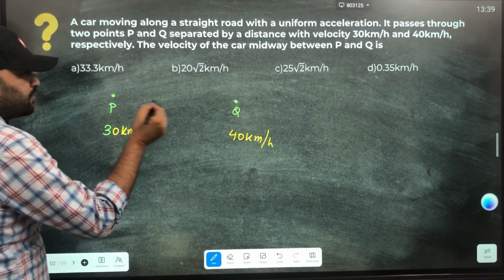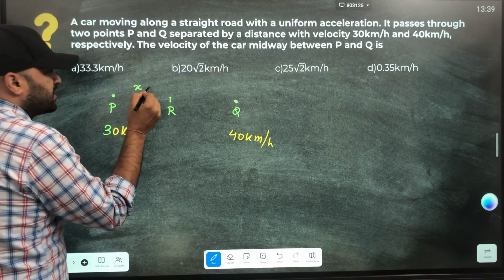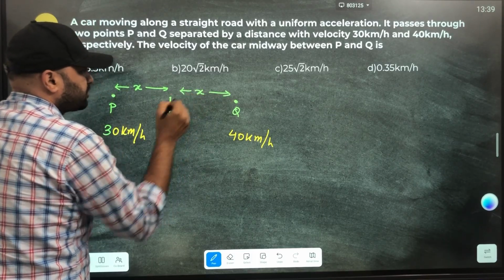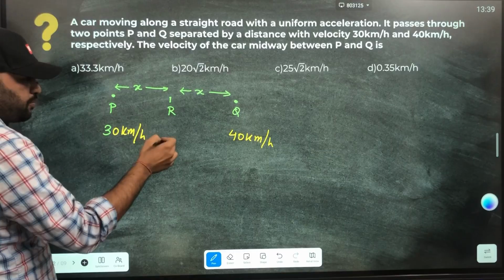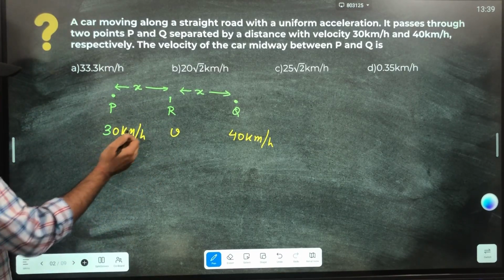Okay, so let's assume that the midpoint here is any point R. If this is the midpoint, this distance is x and this distance will also be x, right? And let us assume that the velocity at this point is v, which we are looking for right now. Clear?